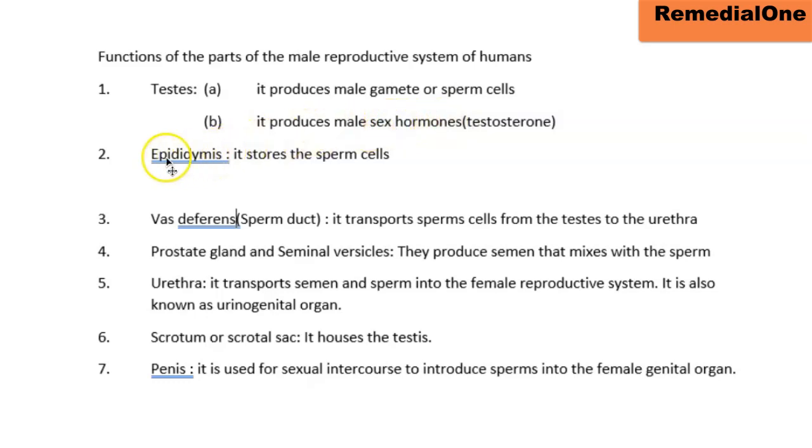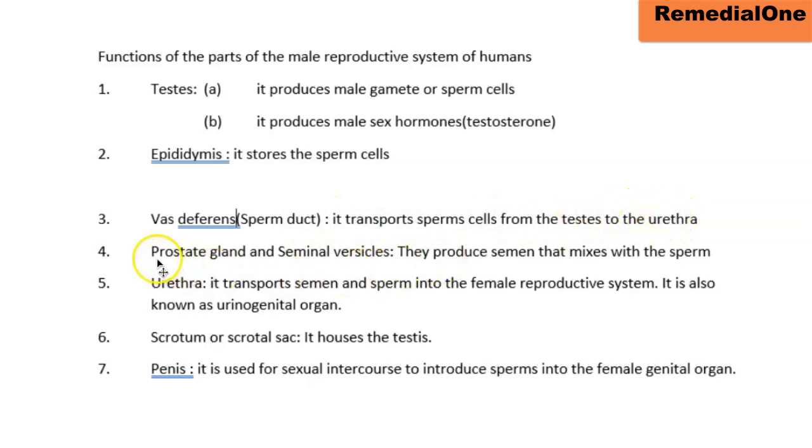Then we come to the epididymis. It is a structure that stores the sperm cells temporarily. So the sperm cells are produced by the testis, and then when they are produced, they are stored in the epididymis. And then the vas deferens. During sexual intercourse, the sperms are released, and these sperms will pass through the vas deferens. So we say that the vas deferens or the sperm duct transports sperm cells from the testis to the urethra.